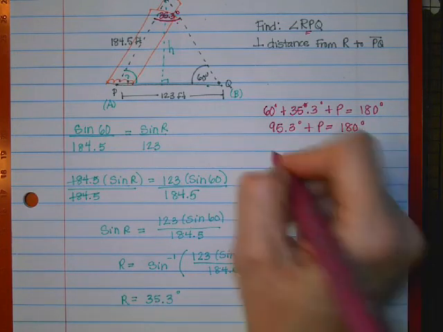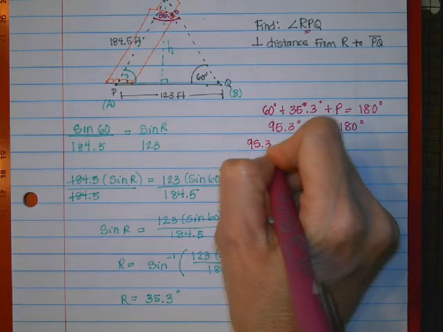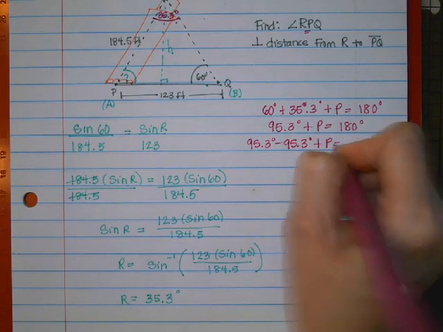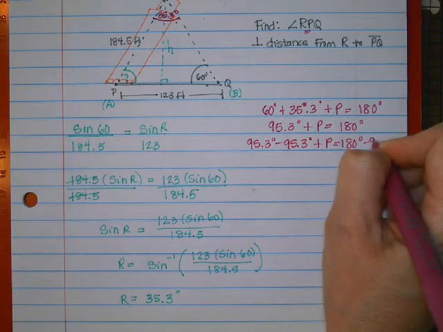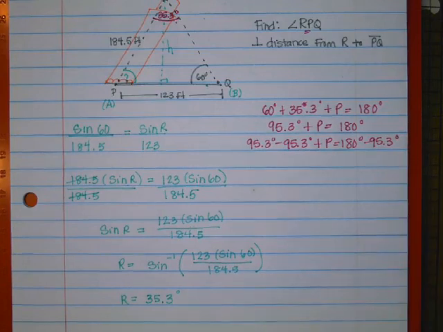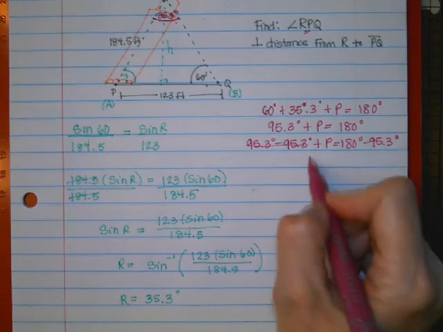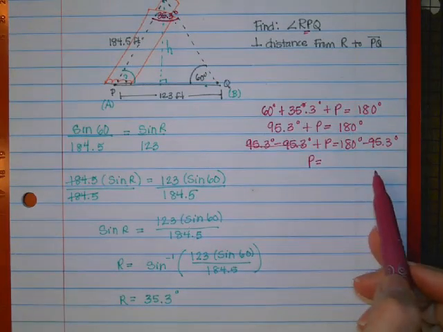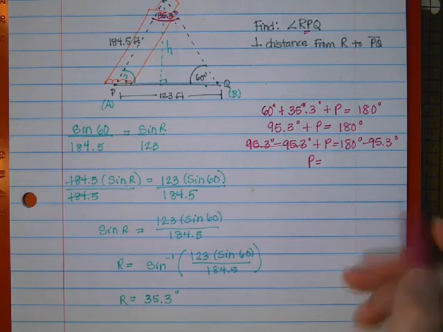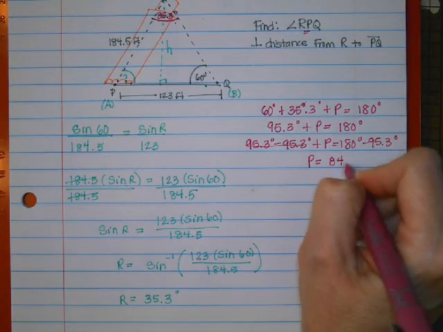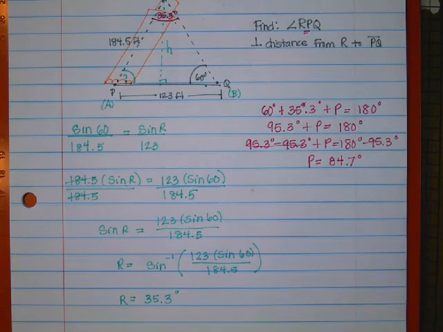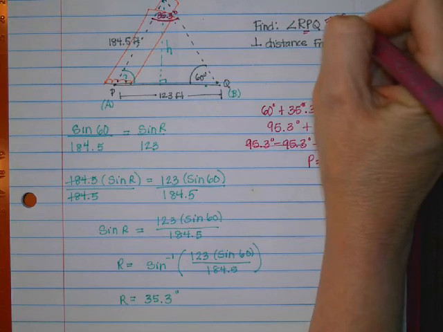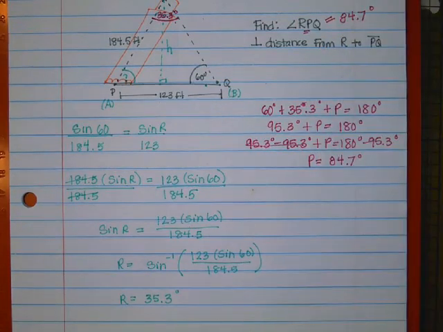Alright, we're going to go ahead and subtract our 95.3 degrees from each side. Scratch these out, we'll get P. So then we're going to subtract 180 minus 95.3 degrees, and we'll get 84.7 degrees. Alright, so now we know the first answer we're looking for, which was this angle right here. It's equal to 84.7 degrees. We found the first component.